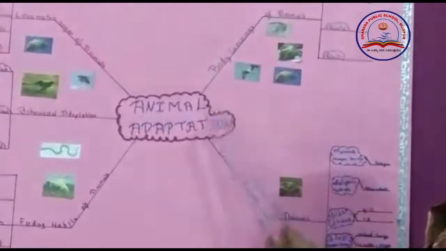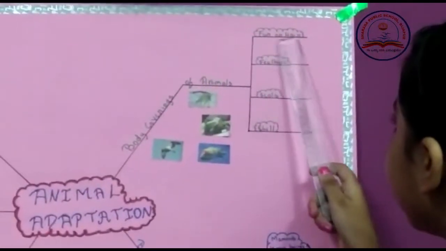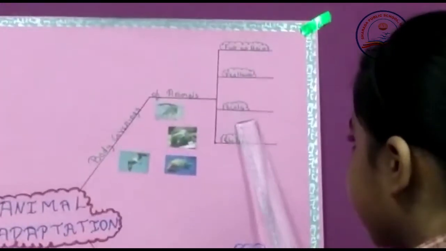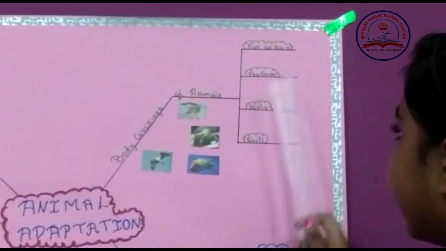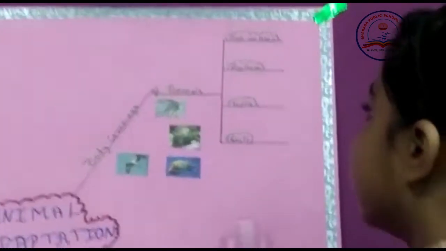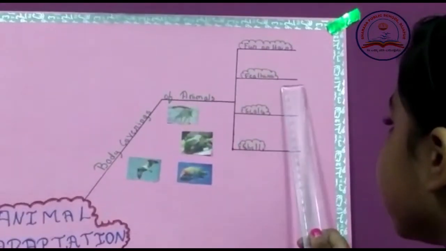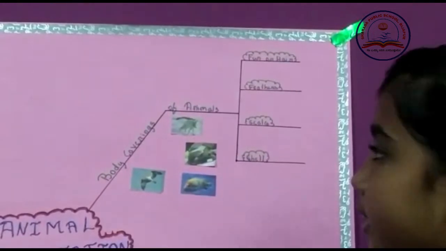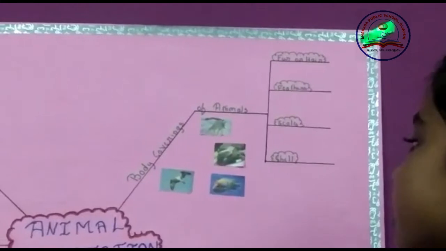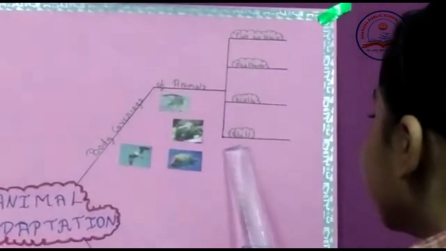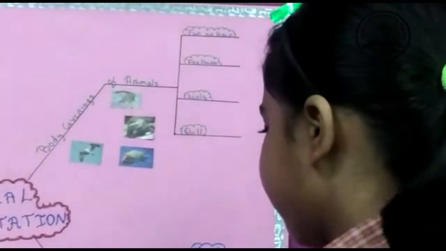Body coverings of animals. There are 4 body coverings of animals: fur or hair, feathers, scales and shell. Examples of fur or hair are polar bear, Arctic fox and so on. Examples of feathers are parrot, eagle, etc. Examples of scales are fish, snake and so on. Examples of shell are tortoise, turtle, snail and so on.